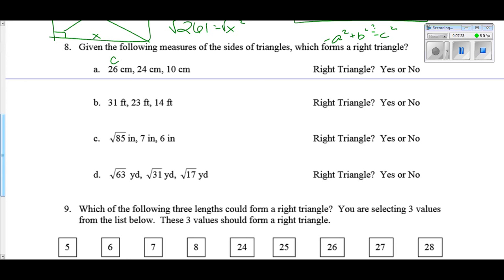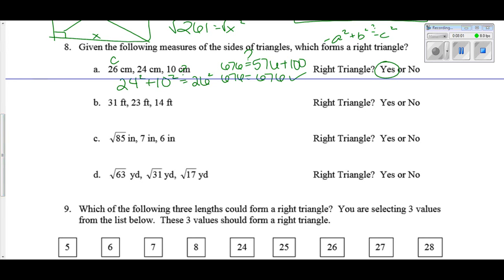And it doesn't matter between 24 and 10 which one's a and which one's b. So I'm saying, does 24 squared plus 10 squared equal 26 squared? Looking to see if that's true. 26 squared is 676. We're saying, does that equal 576 plus 100? Since these are equal, this is a right triangle.